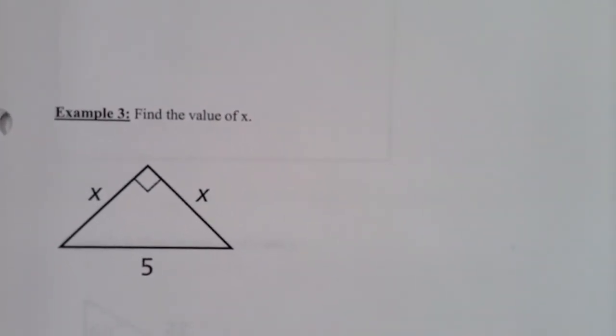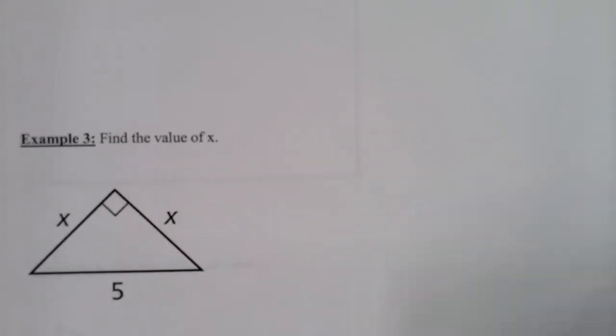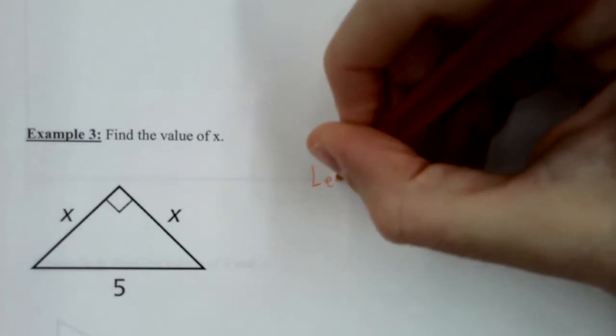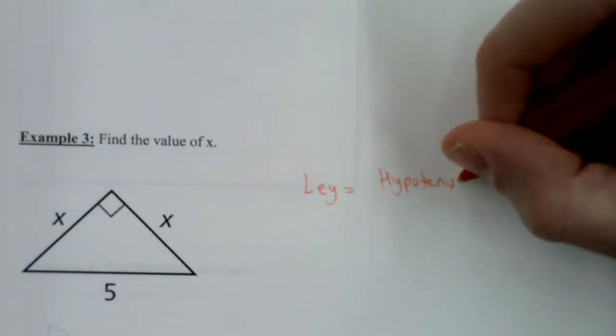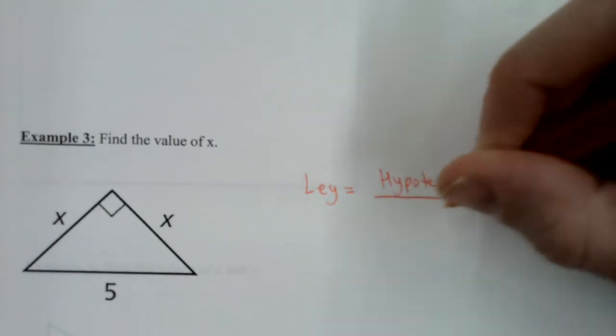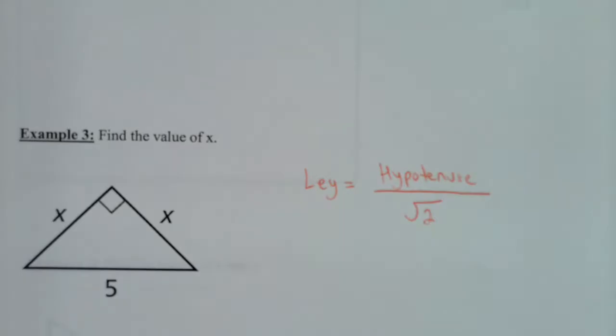Example 3, find the value of x. So this time I gave you the hypotenuse. You have to find the leg. Okay? So the formula from the first page is leg equals hypotenuse divided by the square root of 2. Okay, that's from the first page. I gave you those formulas. I gave you 2 formulas in the first page.